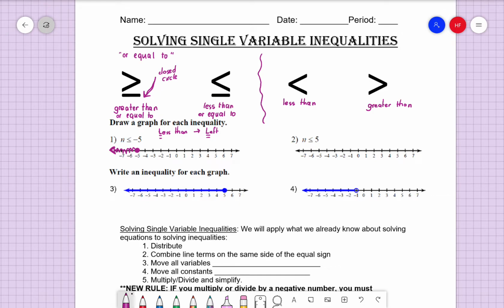Then on number 2, we have n is less than 5. So I'm going to go to 5. Sorry, less than or equal to. It has a line underneath, so closed circle. And again, less than means to the left. So everything to the left of this point is colored in.